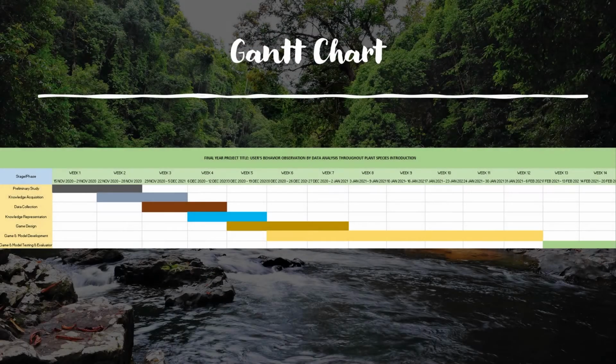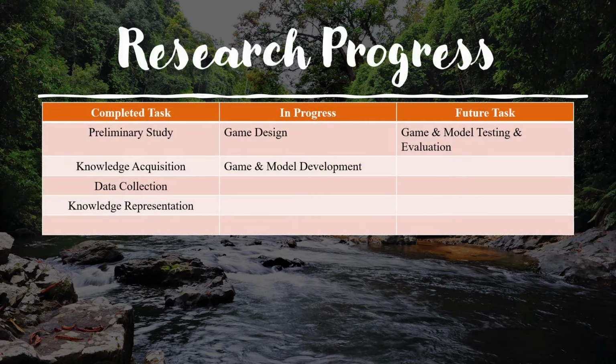This is my Gantt chart, which is the rough plan for every stage of the project. So next is research progress.